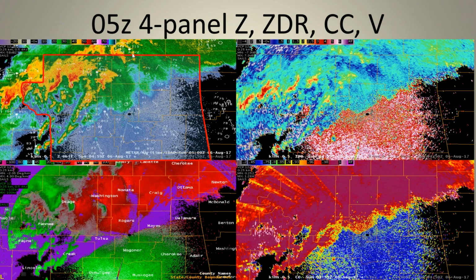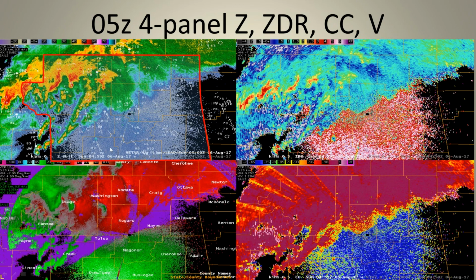So let's go to the radar at 05Z, 4 panels, looking at Z, ZDR, correlation coefficient, and velocity clockwise in the different quadrants, and then the CWA is highlighted in red. So storms are just increasing and starting to get organized, but nothing severe as of yet. But take note of the orientation, kind of north-south orientation. So it's starting to organize into a linear complex.